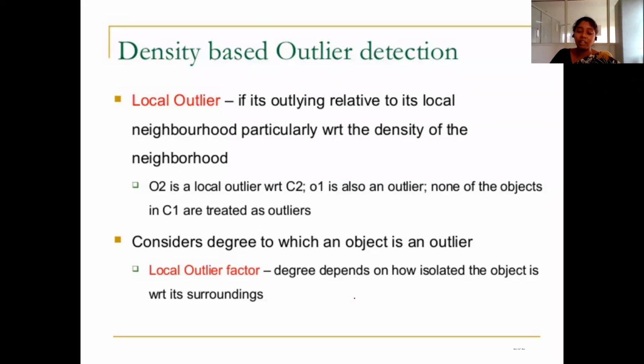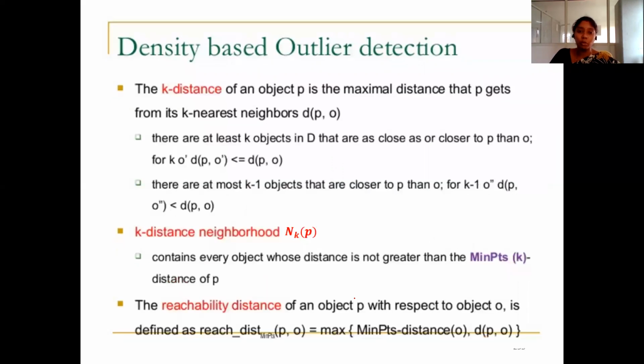Here is the local outlier factor, and to find out the local outlier factor, we need to go through all the different terminologies. The first one is the K distance. So what is the K distance? The K distance of an object P is the maximal distance that P gets from its K nearest neighbors.